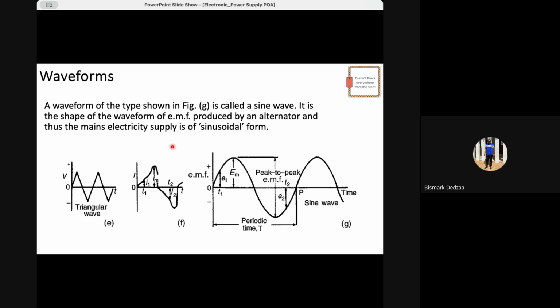But are they also defined as smooth waves? Are they smooth waves like the sine waves?